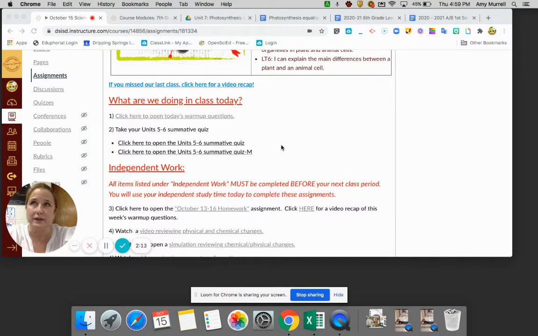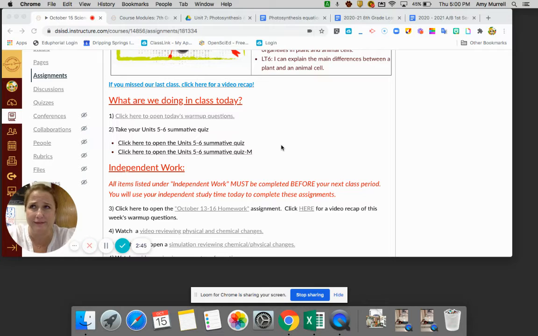Cell theory is a widely accepted explanation of the relationship between cells and larger living things. Cell theory has 3 parts. The first part says that all living things are made of cells. The second part says that cells are the basic unit of structure and function for all living things. And the last part says that all cells come from pre-existing cells. They come from other cells.